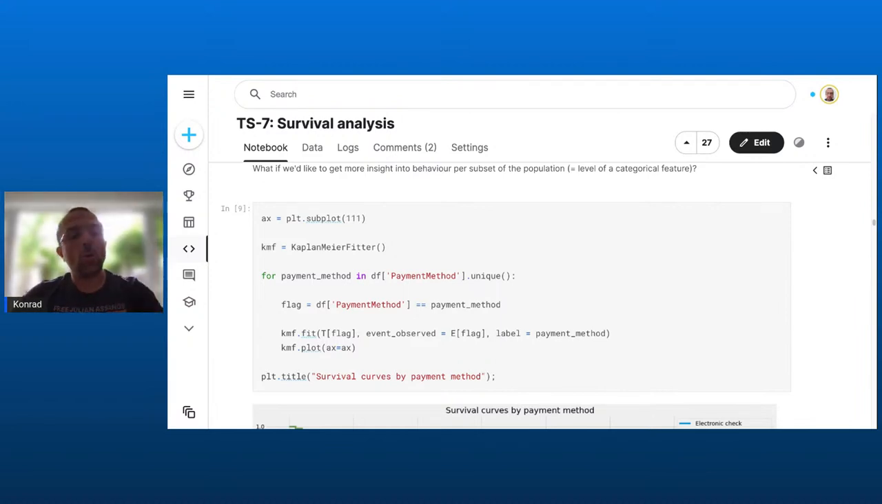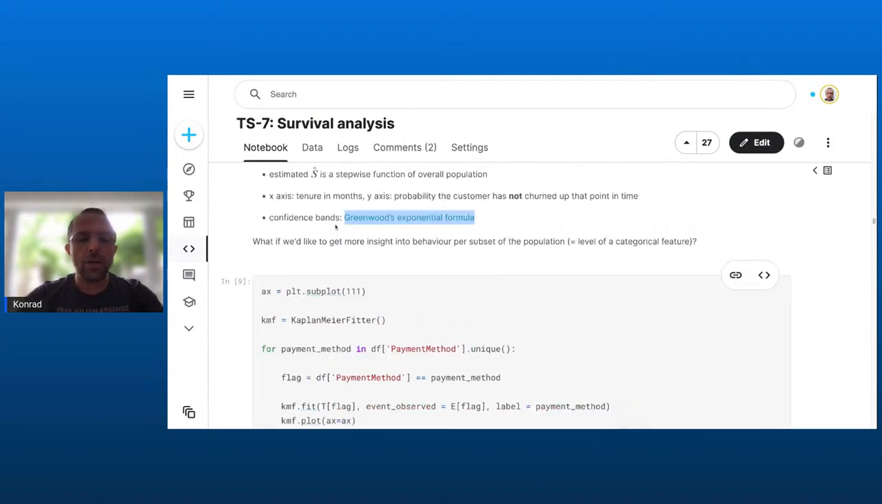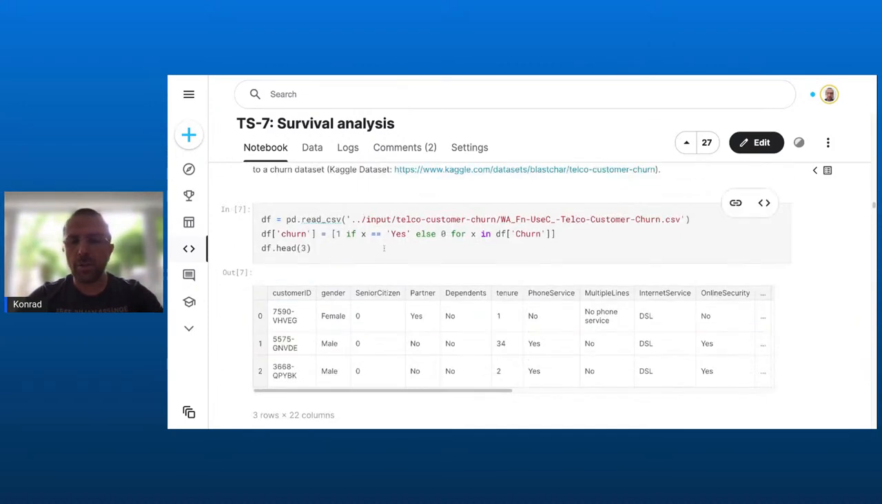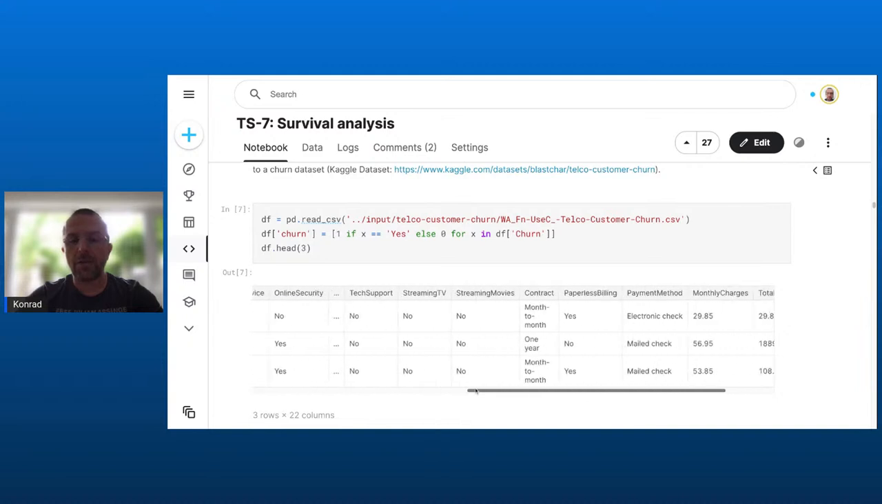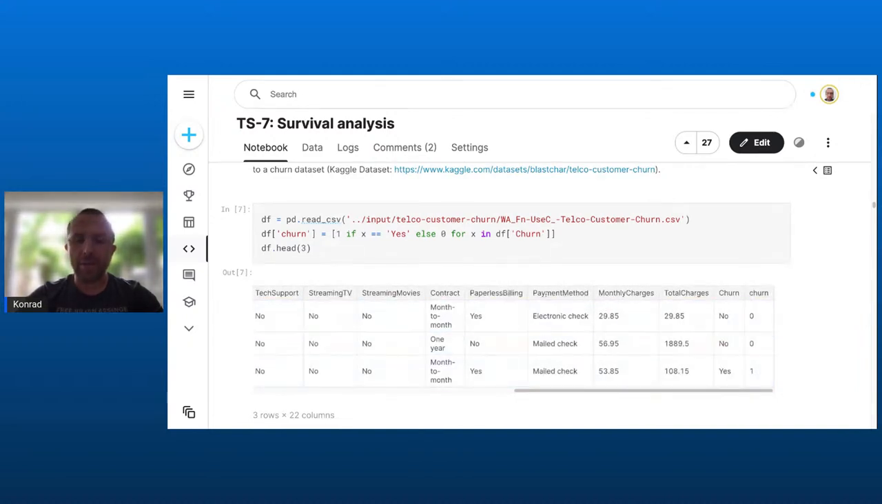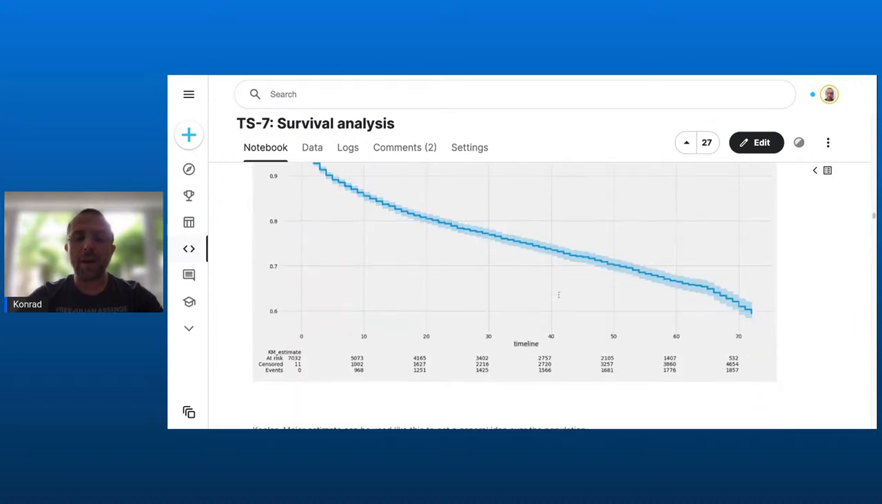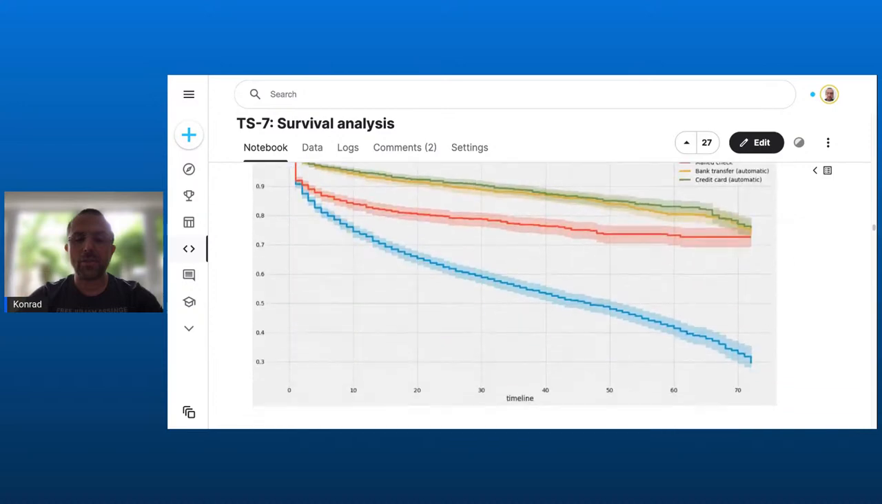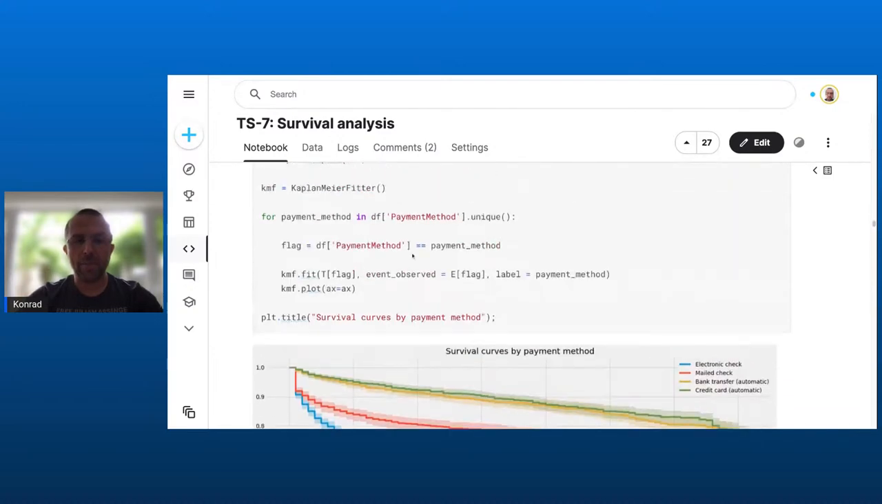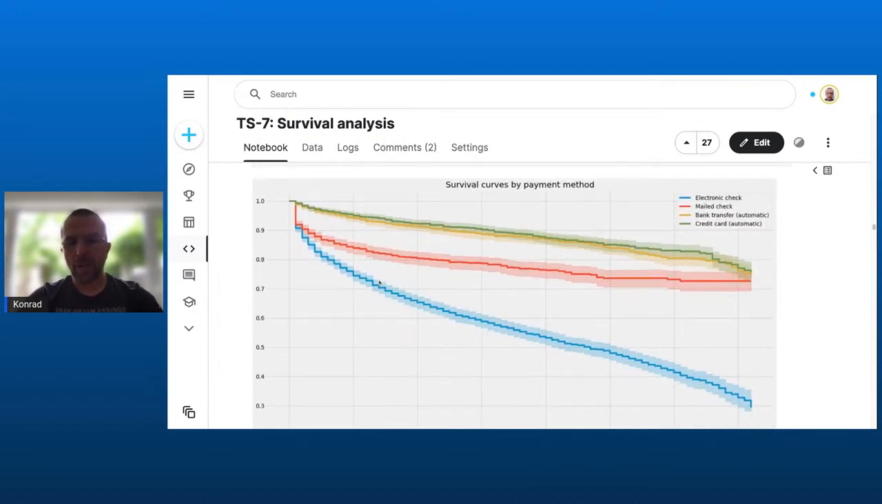How can we do it? We take a look at our original data frame, and we say we want to split by the payment method by which they were paying the telecom company. Does that have impact on the characteristics of the users in terms of their survival? Pretty simple, pretty standard pandas stuff. We subset the data frame, fit the Kaplan-Meier for each subgroup, and then plot it jointly.